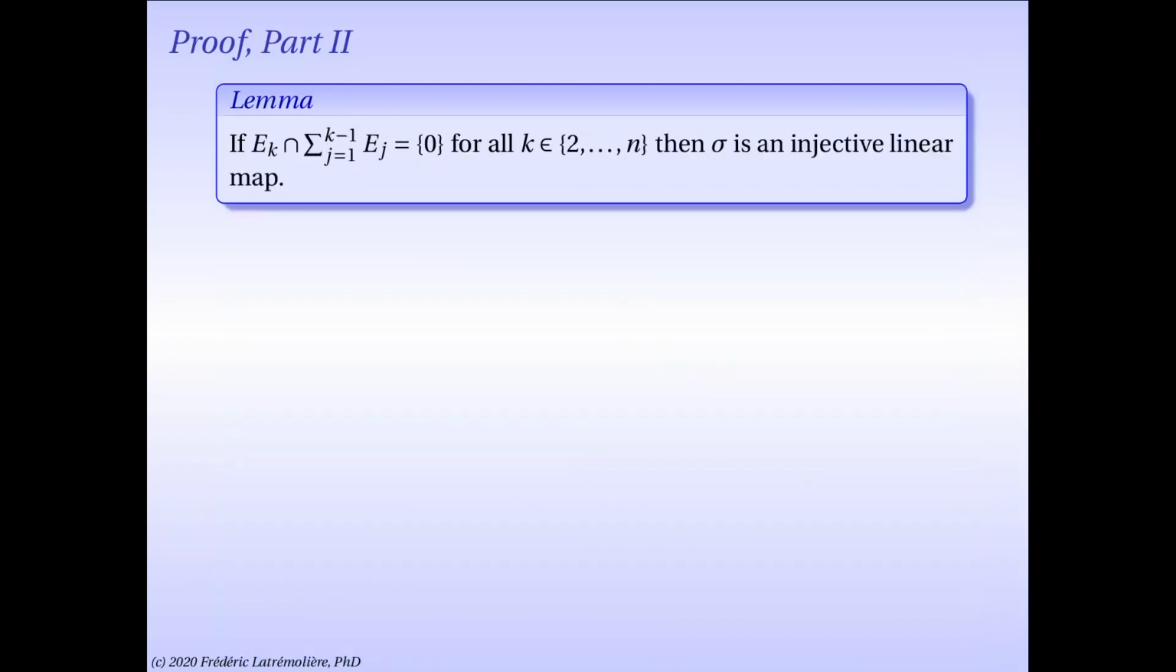Now let's prove the converse of our previous lemma. So we assume that for any integer k between 2 and n, Ek intersect the sum E1 plus E2 plus etc. plus Ek minus 1 is reduced to a singleton {0}. We want to show that the map sigma is an injective linear map.